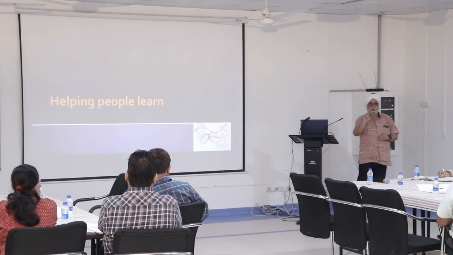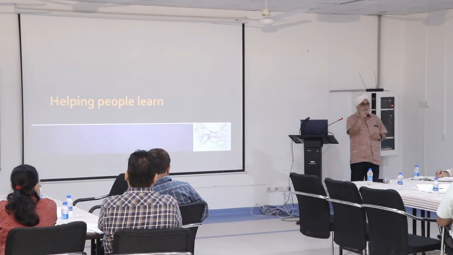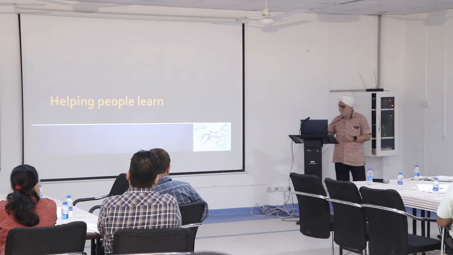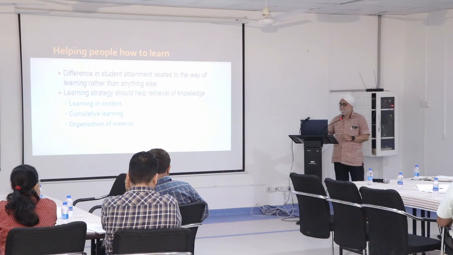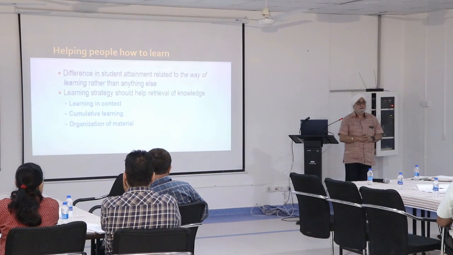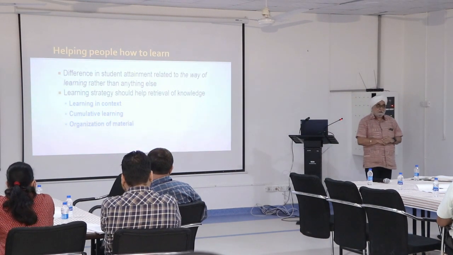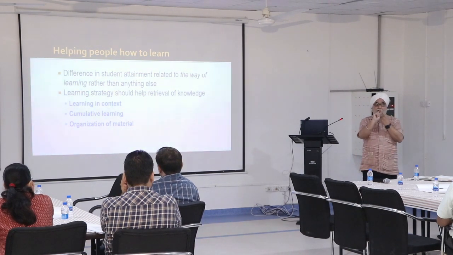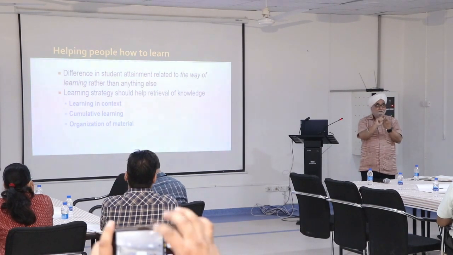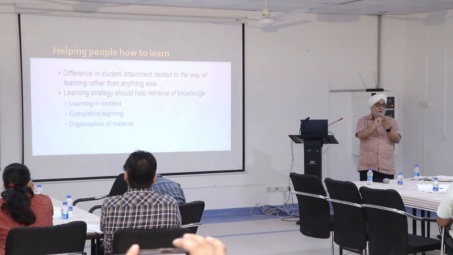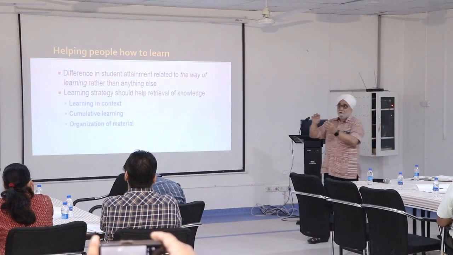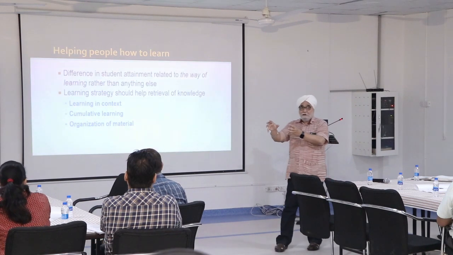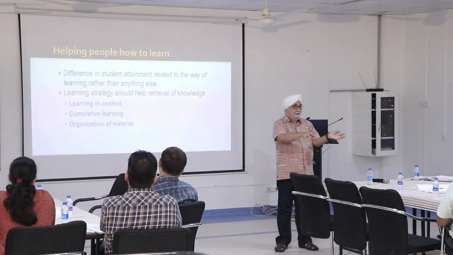So when we talk of helping students to learn, there are a few strategies, and very effective strategies at that. So what are those three? One, learning in context. Adult learning differs from child learning.